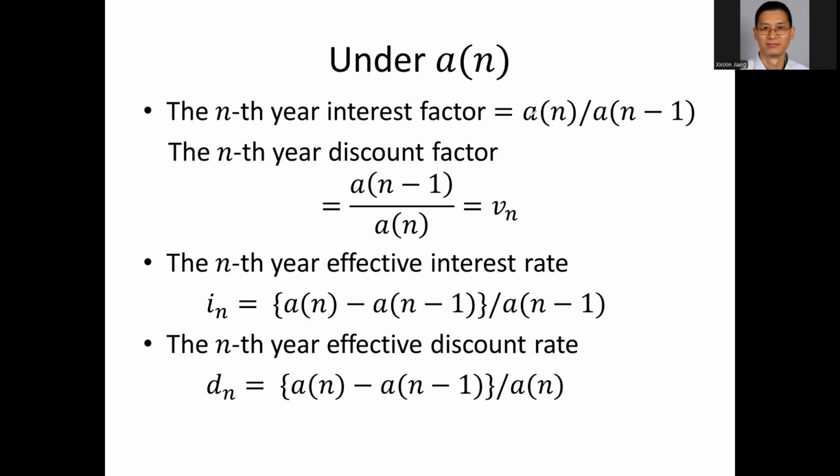The interest factor is basically saying that you have A of n minus 1 at time n minus 1, and you multiply by the interest factor, you would get the amount at n. That's basically what it means. So this is the interest factor, this is the money you have at time n minus 1, and this is the money you have at time n.